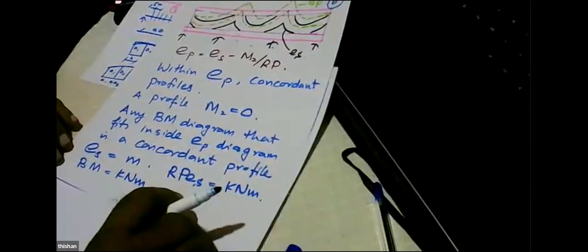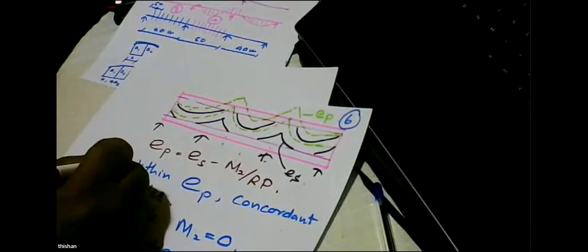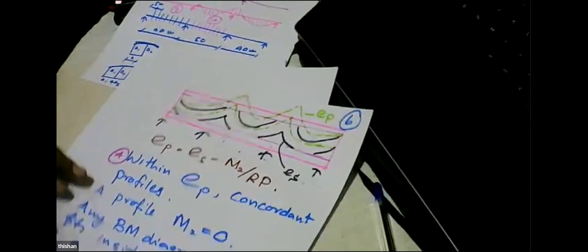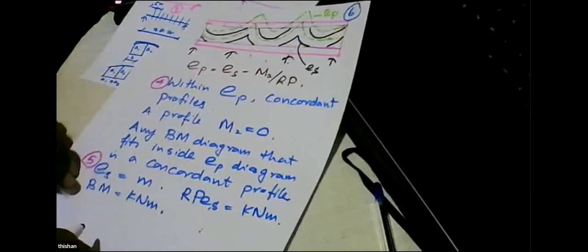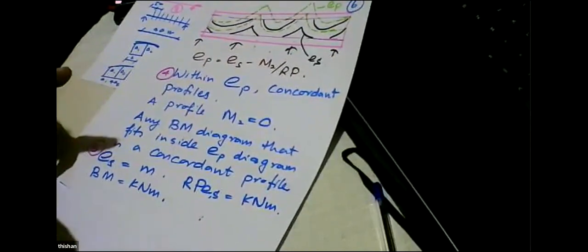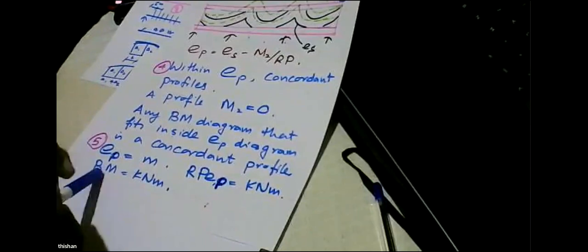So once we fit it into RPES, what can we do? That is, the steps will be step number 3, step number 4, and step number 5. Sorry, I made a small mistake here. This is not ES, this is EP. EP is in meters, so we are going to fit RPEP, and we are going to fit a bending moment diagram into RP.